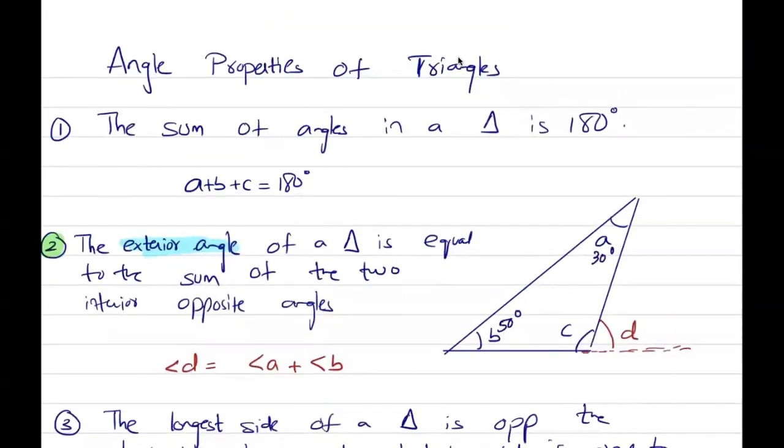Now, angle properties of the triangle. Number one, the sum of all the angles in the triangle adds up to 180. So if you add all the three angles of the triangle, they add up to 180.